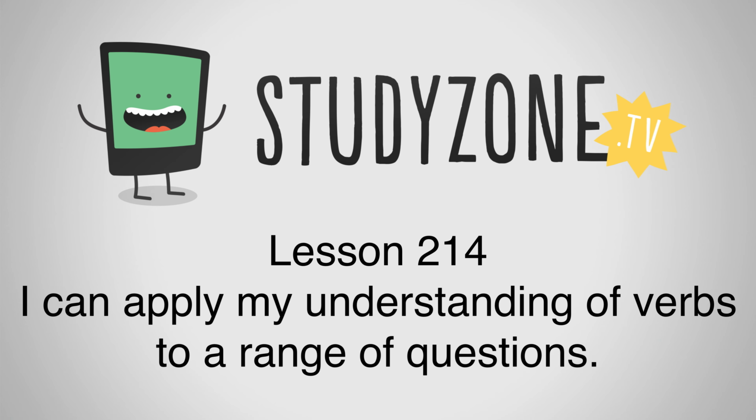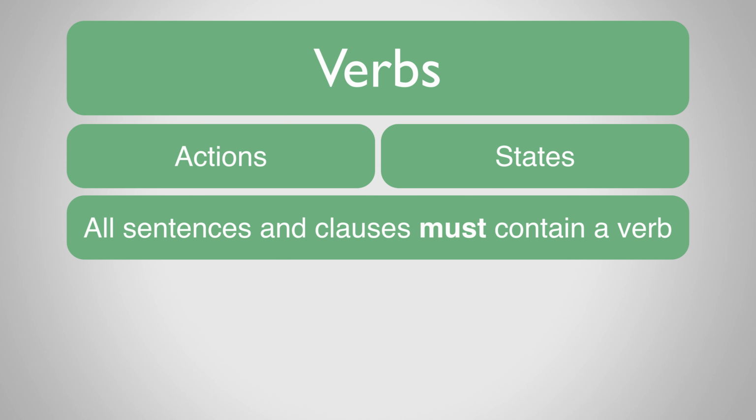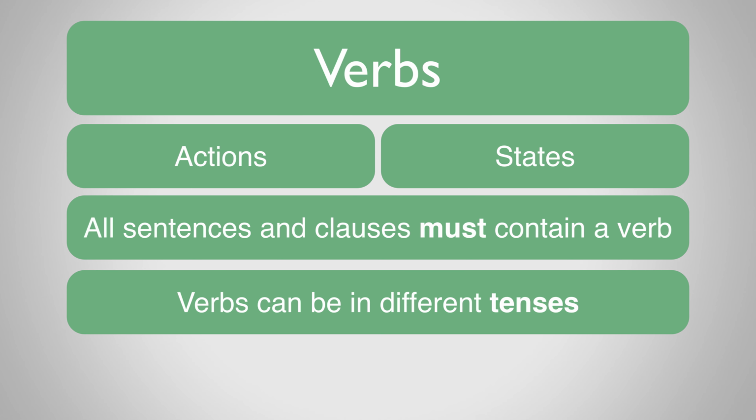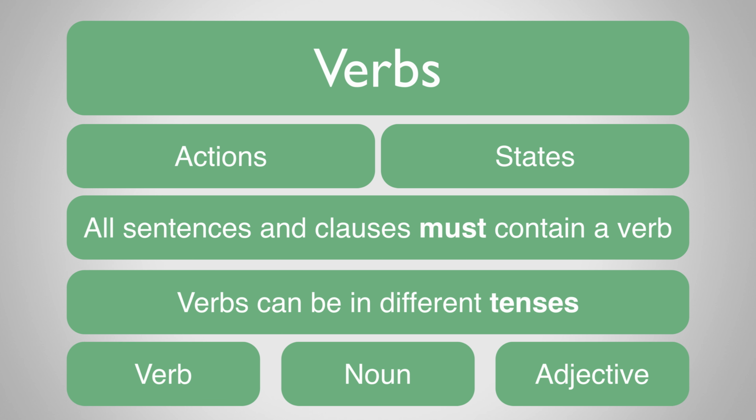We already know that verbs describe actions or states, and that, to be grammatically correct, all sentences and clauses must contain a verb. We've also learnt how verbs can be in different tenses, and how the same word can be a verb, or a noun, or an adjective, depending upon how it's being used. Let's now draw all our understanding together as we look to answer some common questions.